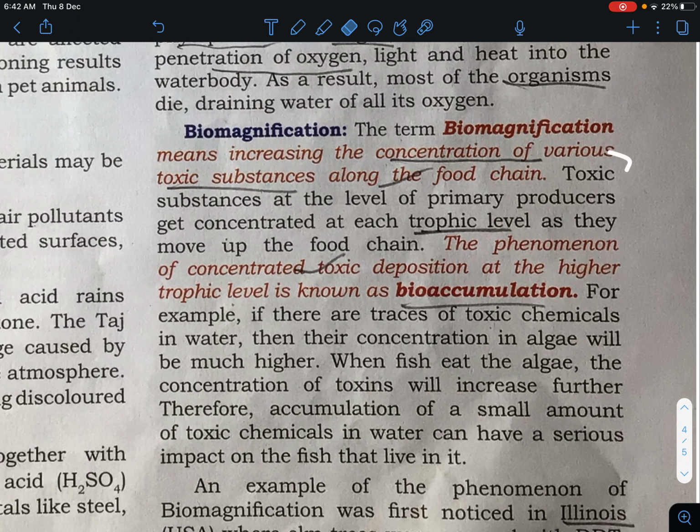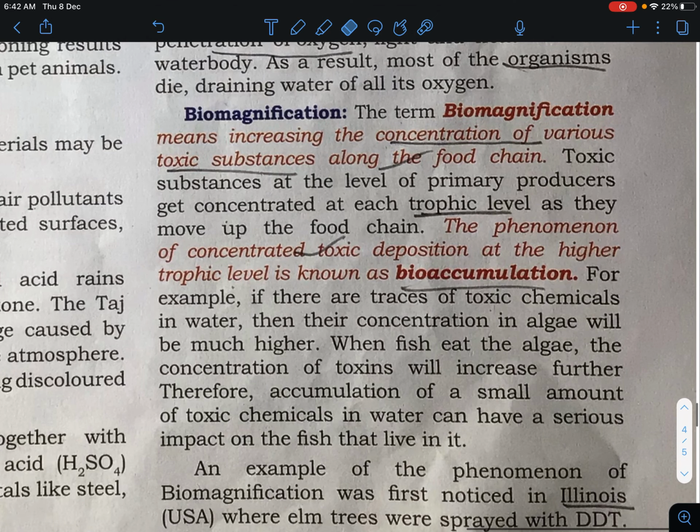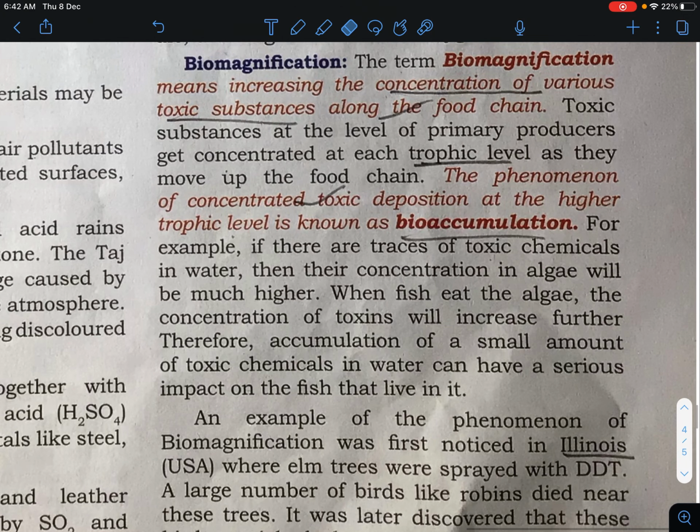The toxic substance at the primary producer level gets concentrated at each trophic level as it moves up the food chain. That means there is an increase in the toxic substance from the primary to the higher trophic levels. The phenomenon of concentrated toxic deposition at higher trophic levels is known as bioaccumulation. For example, if there are traces of toxic chemicals in water, their concentration in the algae will be much higher. And when the fish eats the algae, the concentration of the toxin will increase further, so the accumulation of a small amount of toxic chemical in the water has a serious impact on the fish also.